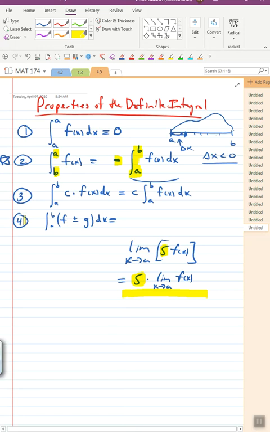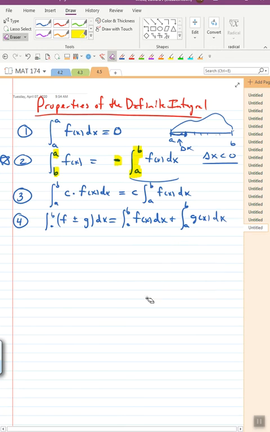Now actually number 4 is kind of in the same vein. What have we said way back at the beginning of this class? Limits of sums are sums of limits. Derivatives of sums are sums of derivatives. Now we're just saying the integral of a sum is the sum of the integrals over that same interval. That one shouldn't be too surprising either.